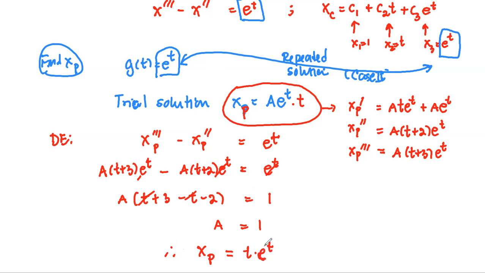Okay, and next we put them together as x equals xc plus xp. xc is c1 plus c2 times t plus c3 e to the power t, and then plus xp, which we just found, or t times e to the power t. And then we're going to find out what the y solution is.